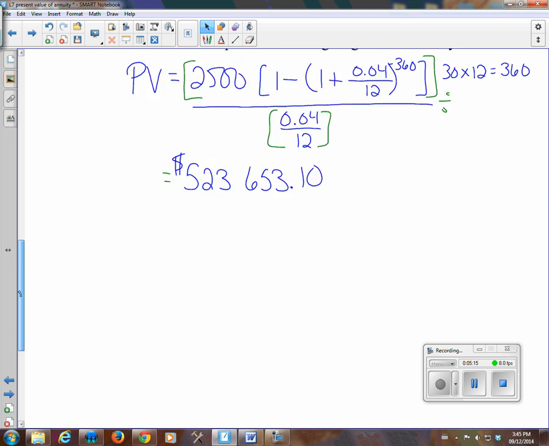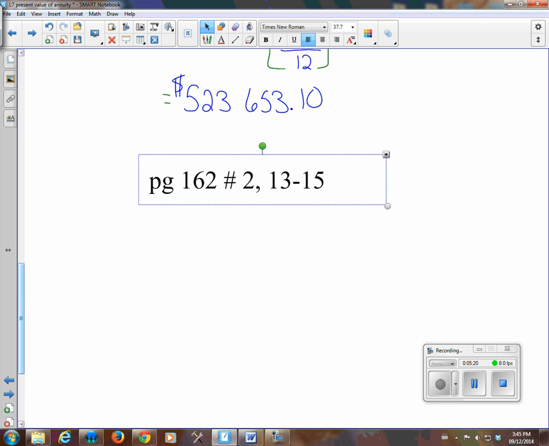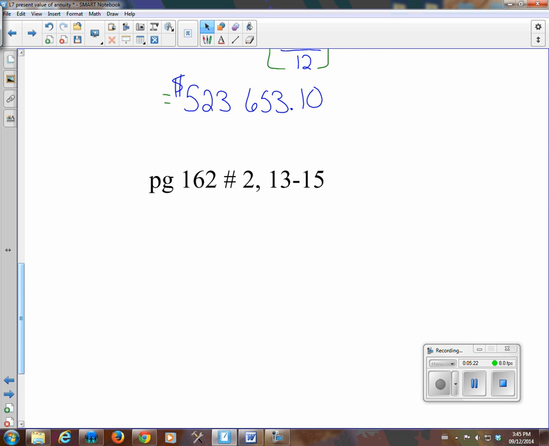So again, that leaves you with some questions to practice. Make sure you're getting to understand how your calculator works.